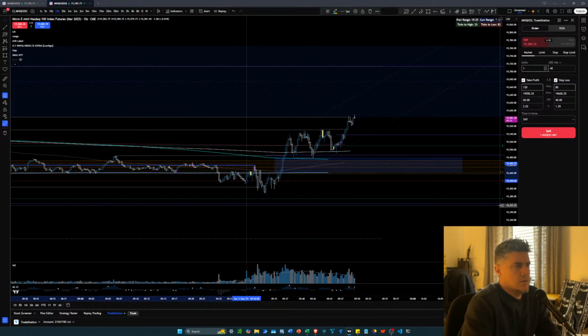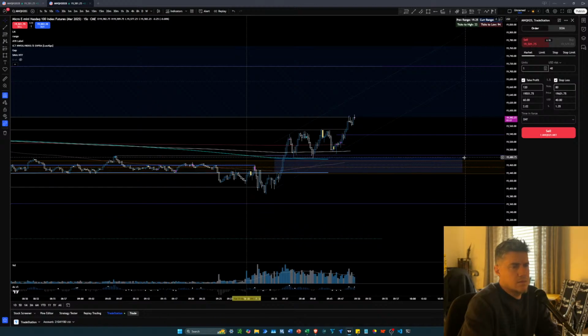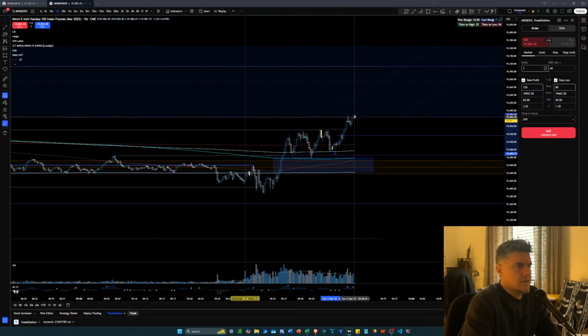Okay, I'm just going to remove the open range gap. It's muddying up my chart a bit. Initial imbalance there. 50% of the most recent swing there. All this liquidity taken.